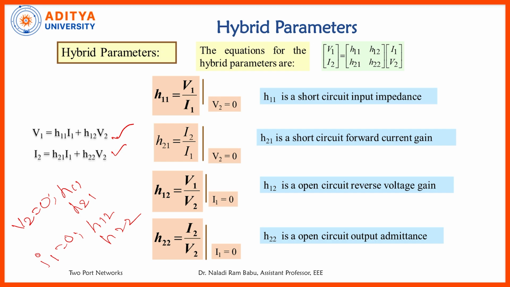Now, let us write the equations of the H parameters. H11 when V2 equal to 0 is V1 by I1, and the units are ohms. H21 is I2 by I1, which is a current ratio, so it has no units. H12 is equal to V1 by V2 when I1 equal to 0, which is a voltage ratio. And H22 is equal to I2 by V2 when I1 equal to 0, it is admittance, that means mho.